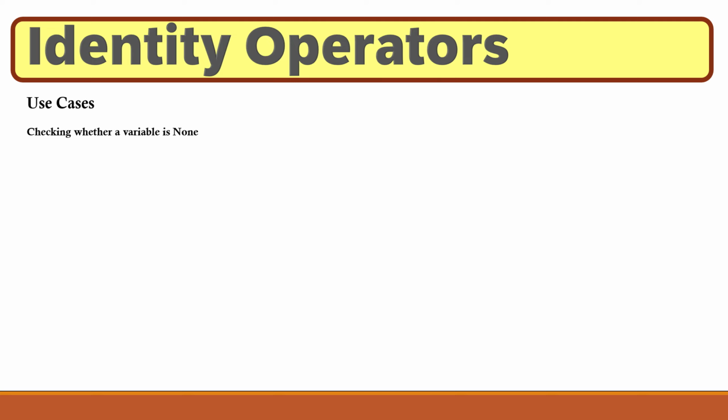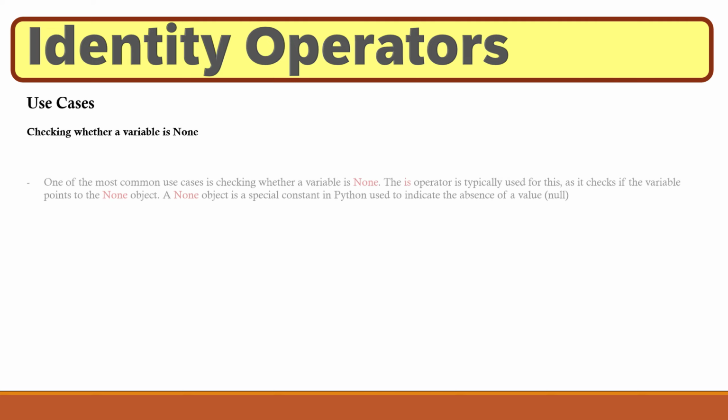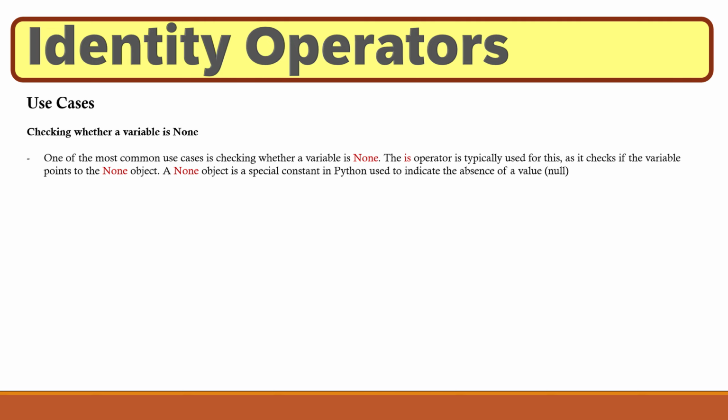So, checking whether a variable is None. I've started with this one and I've got two examples of this in PyCharm. One of the most common use cases is checking whether a variable is None. The is operator is typically used for this, as it checks if the variable points to the None object. And a None object is a special constant in Python used to indicate the absence of a value. Now looking at some code: x equals None. If x is None, print "x is None", and then the output is "x is None".